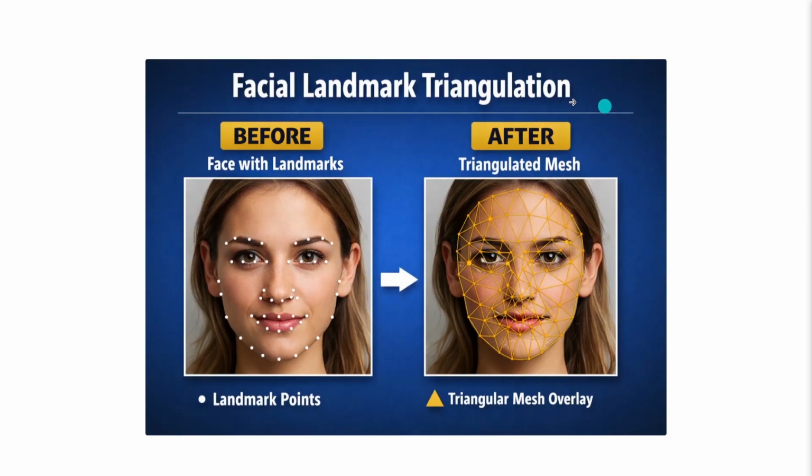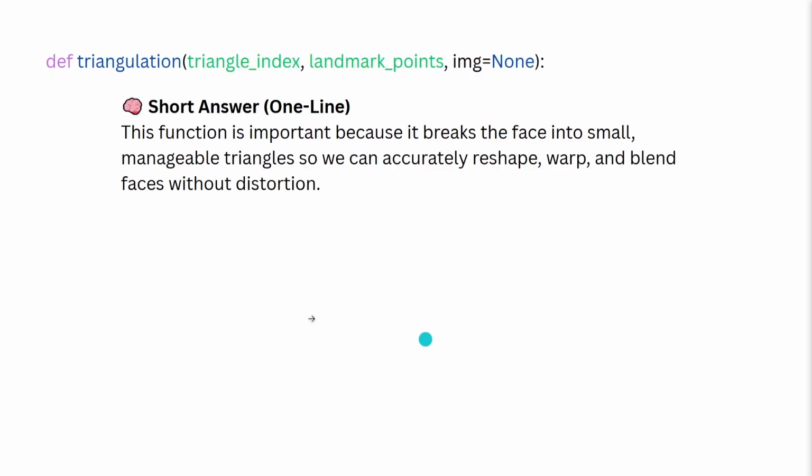So after facial landmark triangulation, our face looks like this. Before, with only landmarks, you can see only the landmark points on our faces. But after the triangular mesh overlay, it joins all the points with each other using triangles and creates this triangular mesh with the help of triangulation. So in one line, this function is important because it breaks the face into small, manageable triangles so we can accurately reshape, warp, and blend faces without distortion.